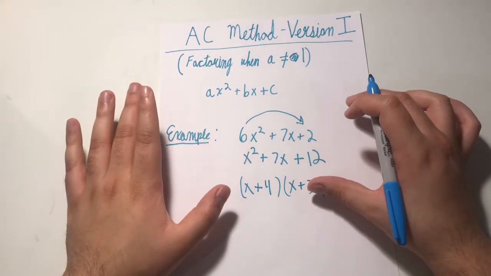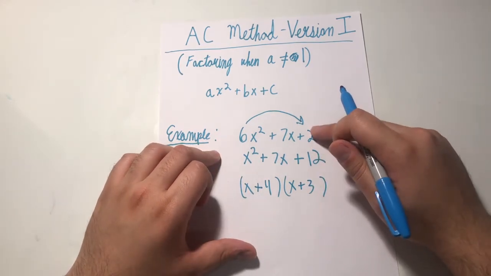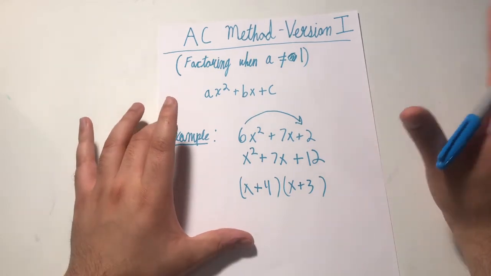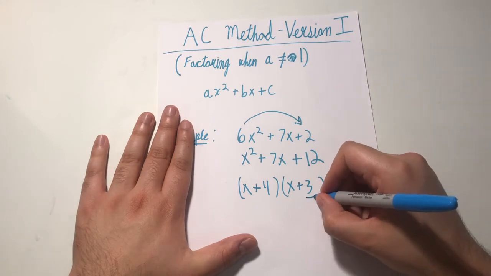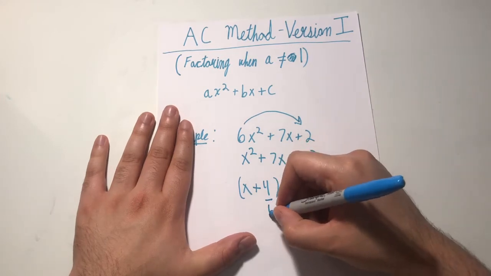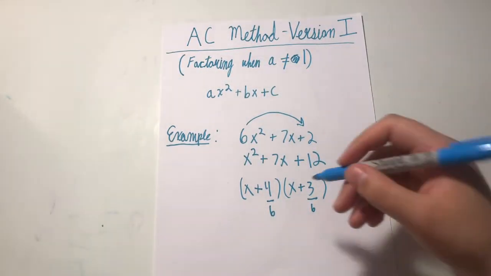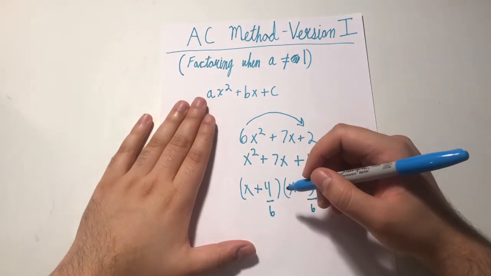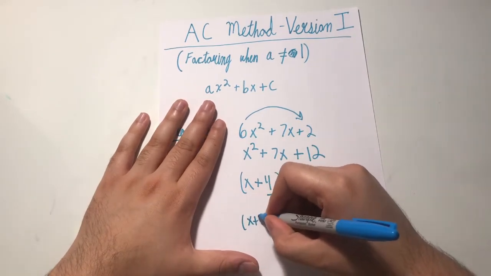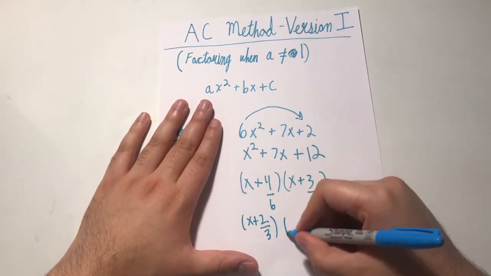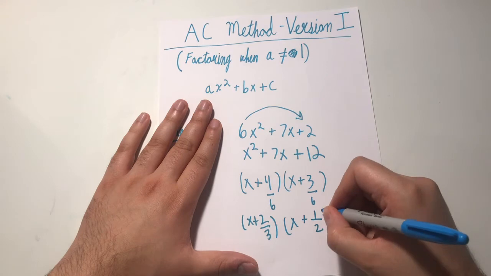Okay, now we can't just leave it like this, right? If we multiply this out, we're going to get this expression, not this one. We need to somehow put the 6 back in because we took it out. How do we do that? Well, we take these two numbers and put them over 6, and we simplify as much as we can. So this 4 over 6 becomes 2 over 3. So this will become x plus 2 over 3. And this 3 over 6 becomes 1 over 2. So this will become x plus 1 over 2.